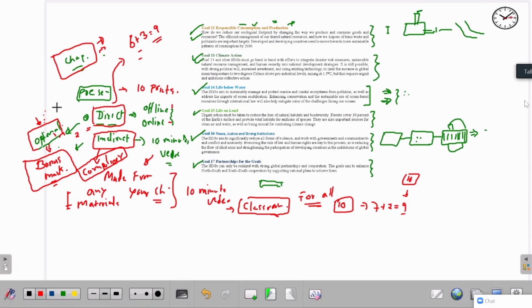Because it is optional, maybe out of 13 students, 5 or 6 members can go for that, or if they're very much interested, then maybe all 13 members can go for that. For the optional one, offline, online, the direct one, the time distribution is very simple: 5 minutes for presentation and 5 minutes for the question-answer session. So you present your material within 5 minutes, and the bell will ring.